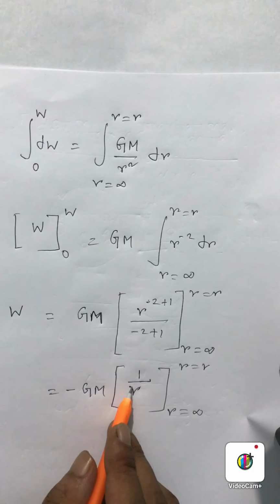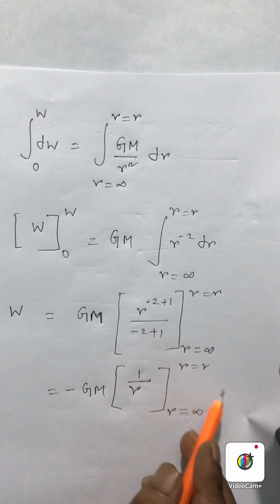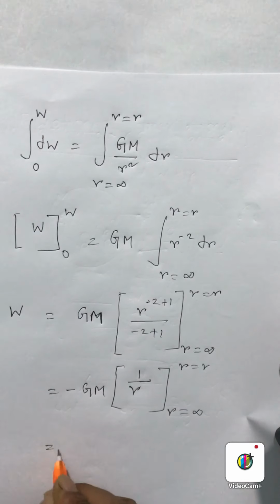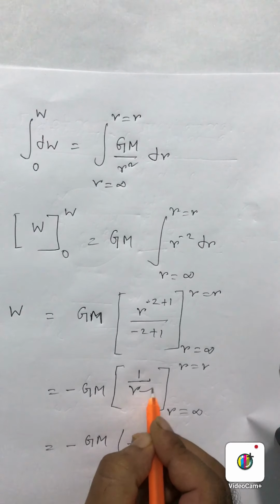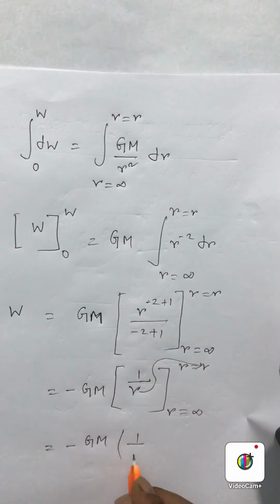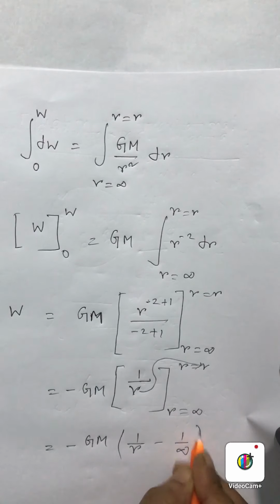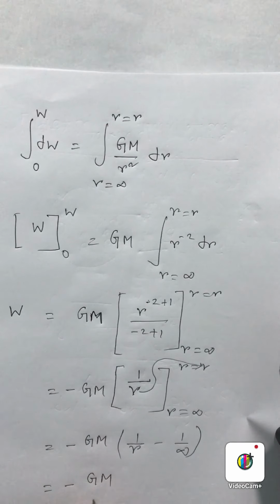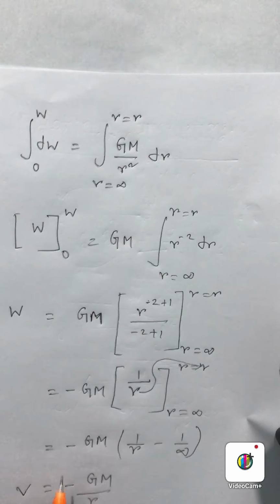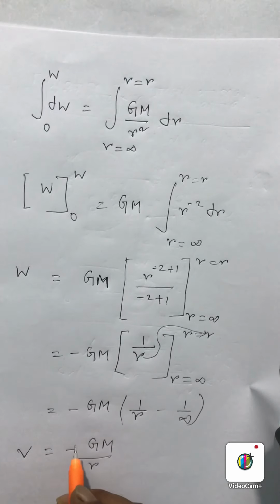Now put in the limits, first the higher limit, then the lower limit. So minus GM into 1 by r, where r is replaced by r, minus the lower limit where r is replaced by infinity. 1 by infinity means 0. So the equation is minus GM divided by r. This is the equation of gravitational potential.